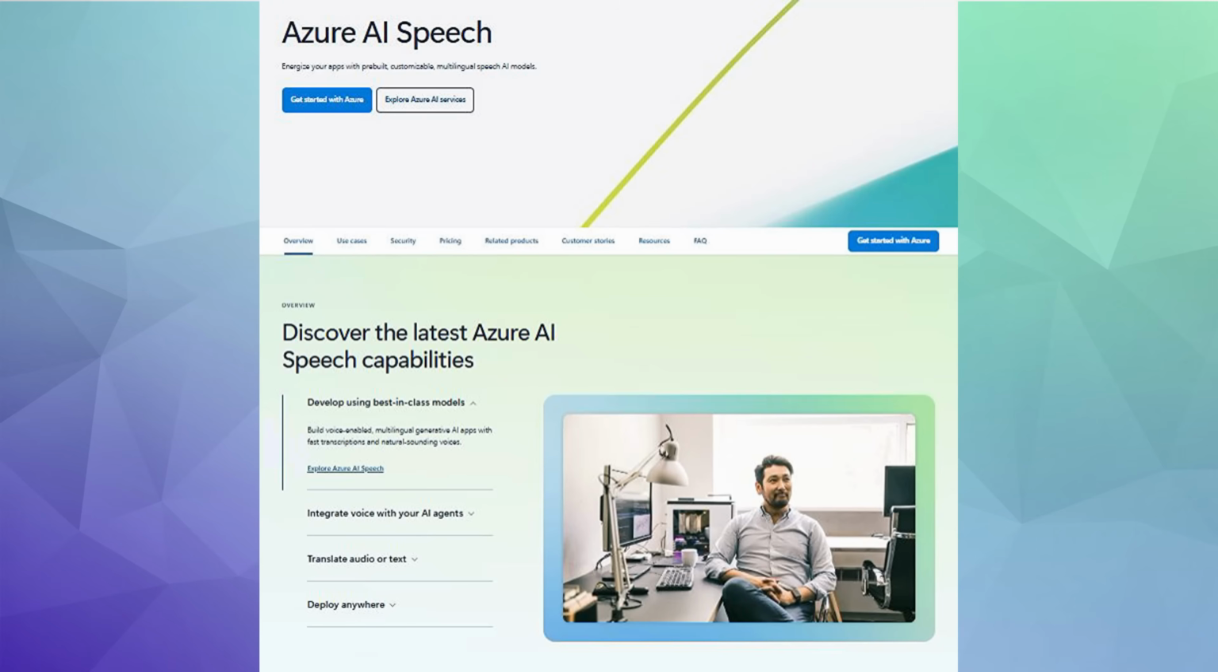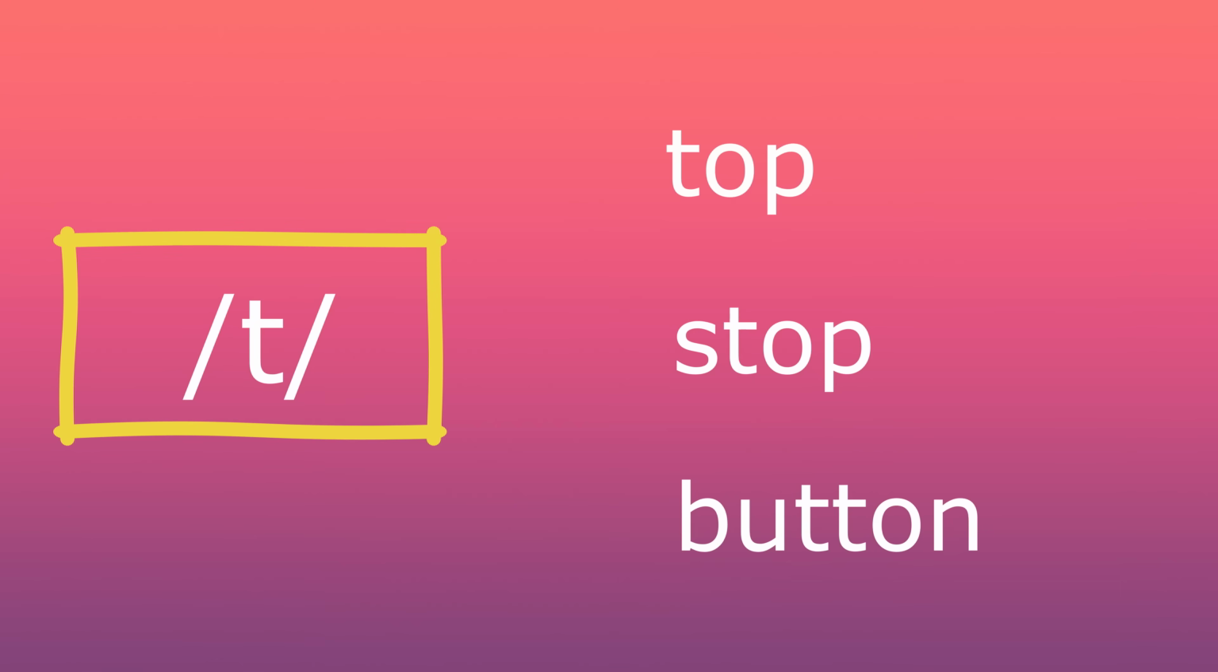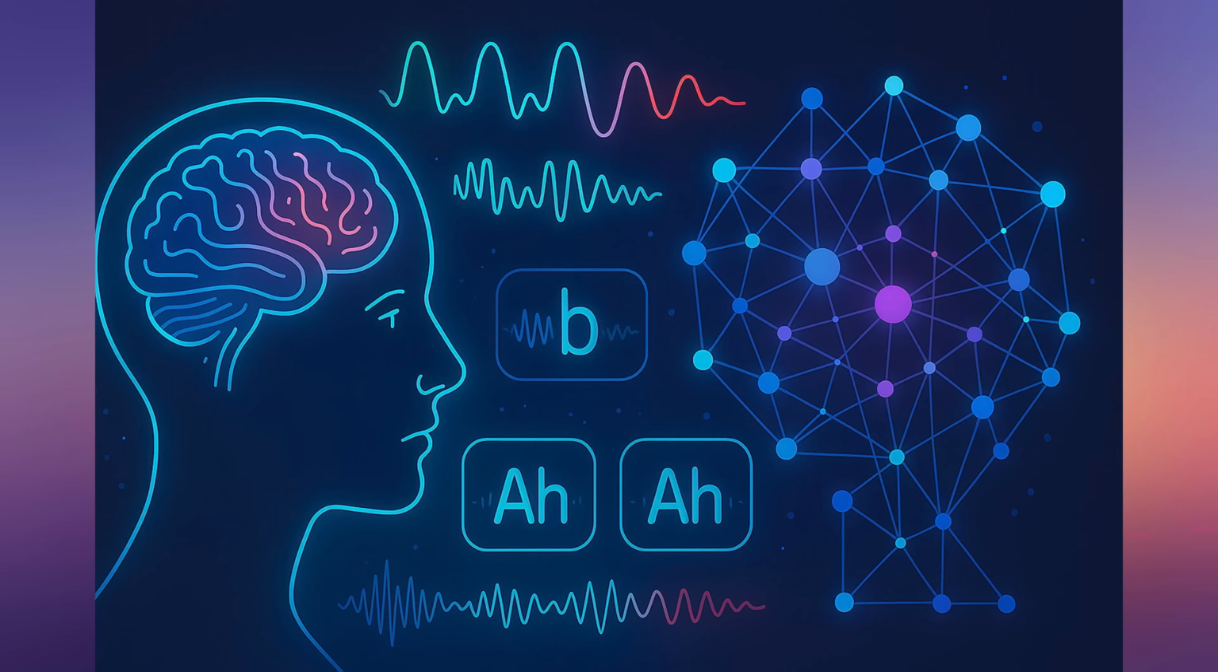So systems like Azure Speech are trained on thousands of hours of speech in multiple languages. And these data sets teach the model what each phoneme sounds like in context and how it varies across speakers. So for example, the phoneme T sounds slightly different in top, stop, and button, yet to your brain and to AI, those are still the same phoneme, because both humans and machines normalize variations using context and probability.